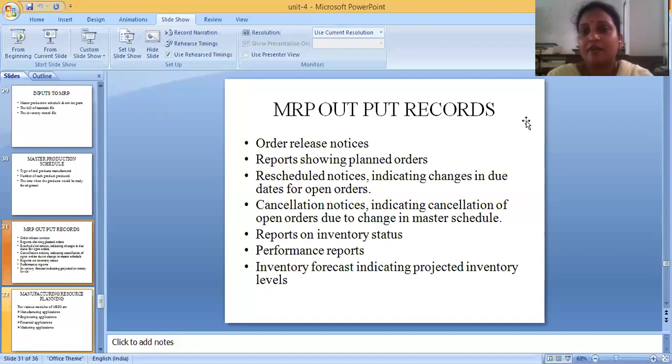Next one is inventory forecasting. Here, when you are finishing your production, you will be left with some more stock. What is the stock you are left with? What is the stock you have consumed? So all these things will also come as the outputs of MRP, that is the Material Resource Planning report. So these are what we have discussed. All these points are about Material Resource Planning outputs.